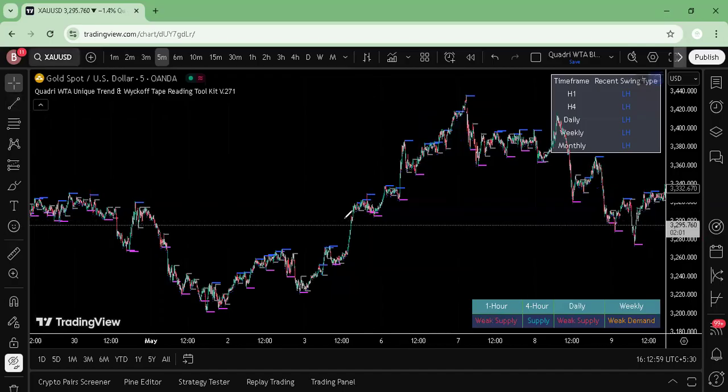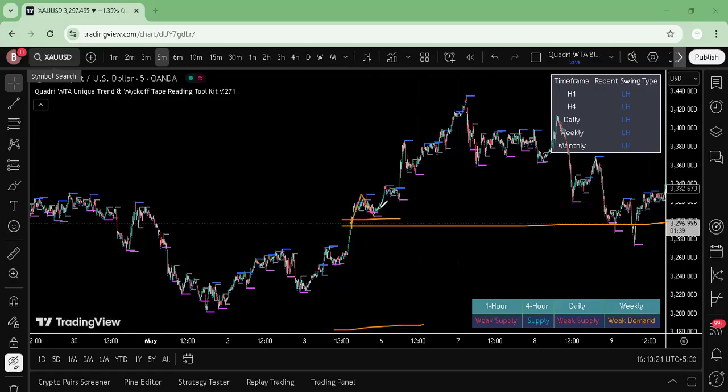Let me draw a line over here, and 3173 was somewhere below. So this was a level, like for example, if I draw exactly from here, it would be somewhere here. What I was expecting was price to come back and test this particular level, and if it wants to rally up from this point, then I would be looking out for a buying opportunity.